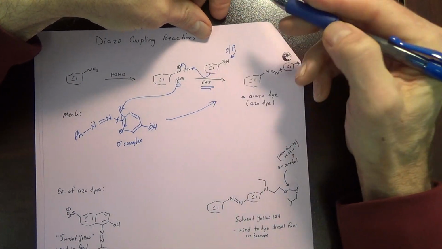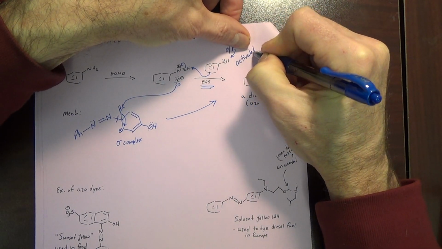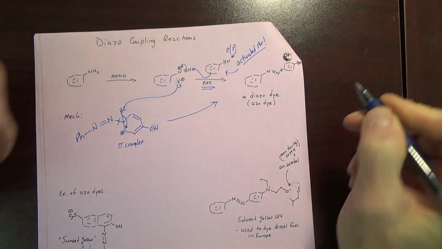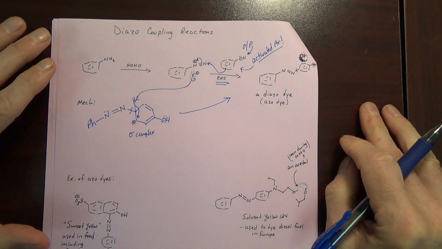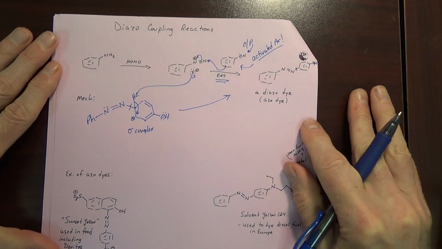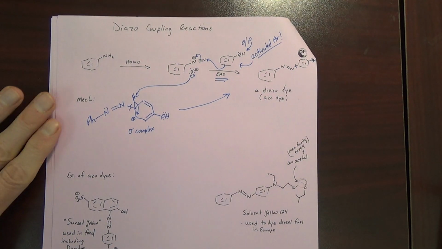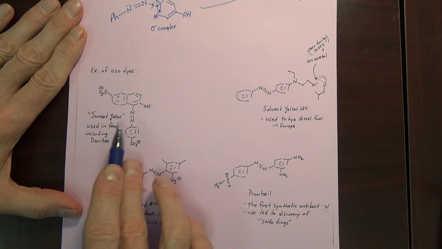the aromatic that attacks your diazonium is going to be an activated aromatic. That's just most common here. And so phenol has an activating substituent. Here are some examples of azo dyes. You can take a look.